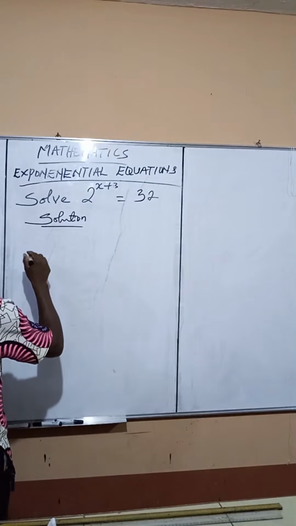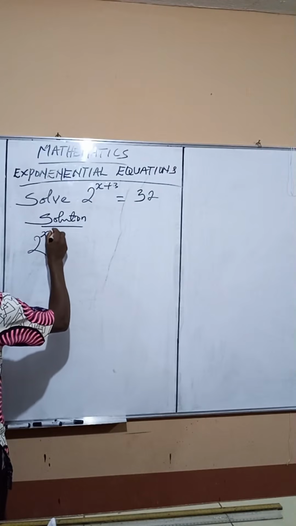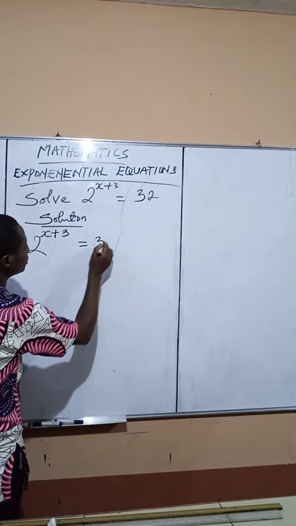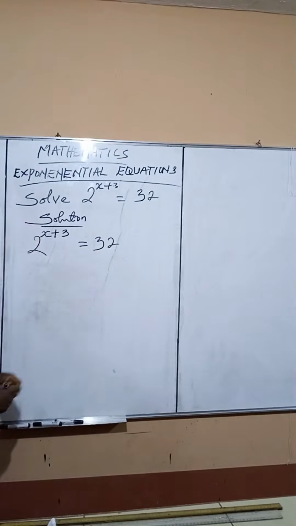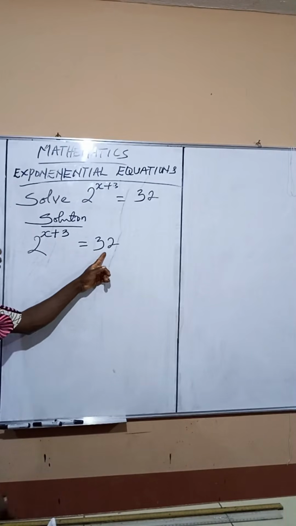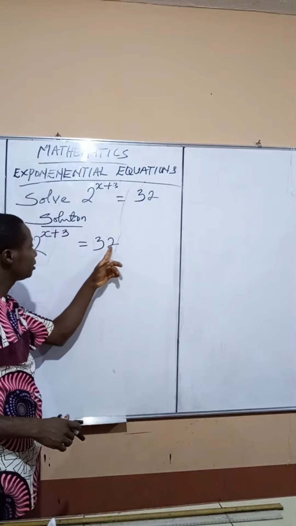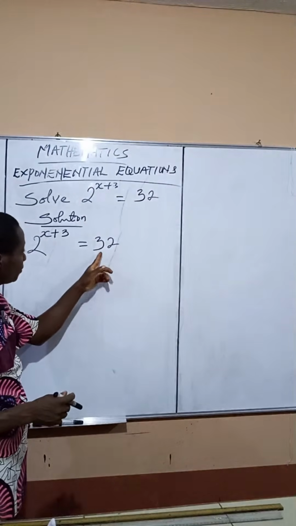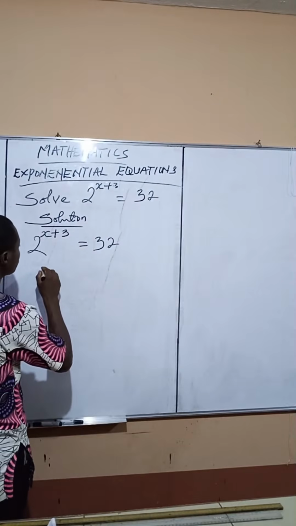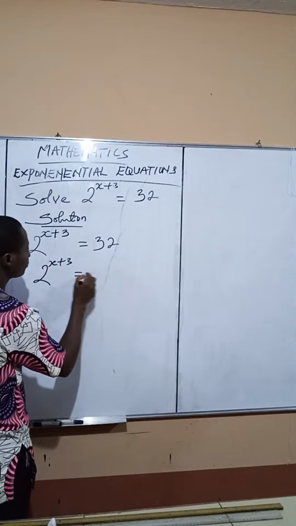This is how we are going to handle it. We are going to write 2 raised by x plus 3 equals 32. Remember, it is the same principle. We are going to equate, our plan is to equate the bases. So bring 2 here, and that gives us 2 raised by x plus 3.